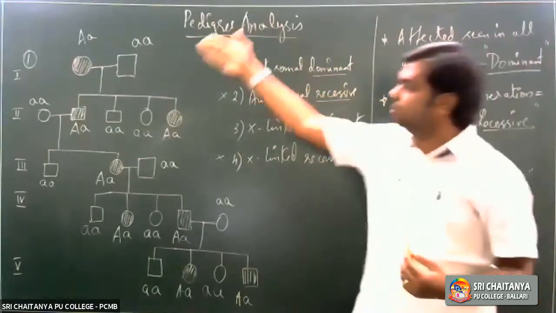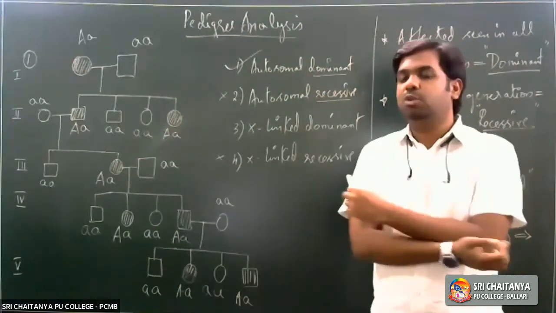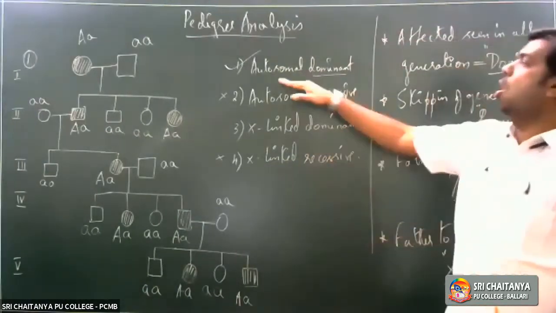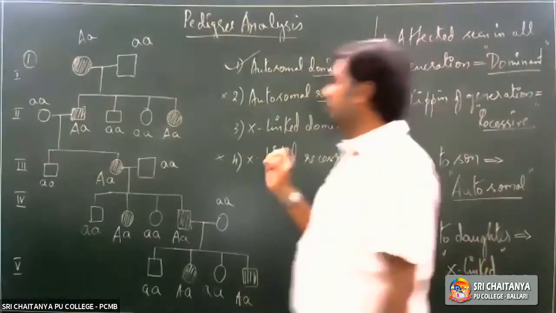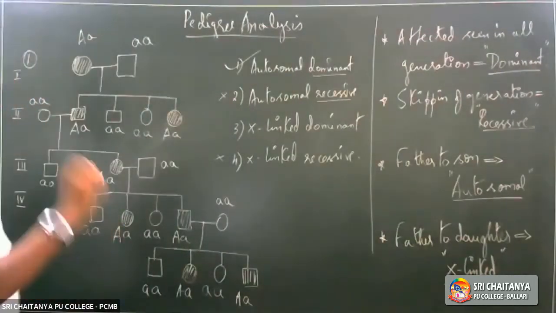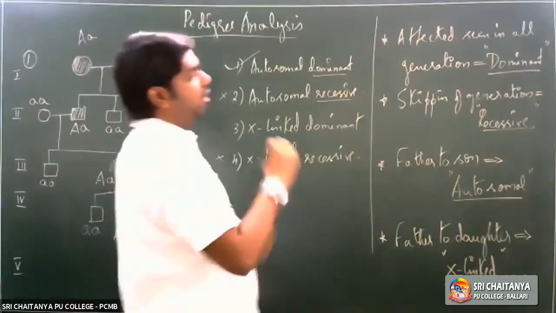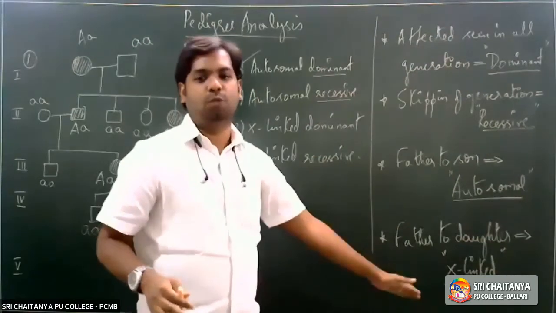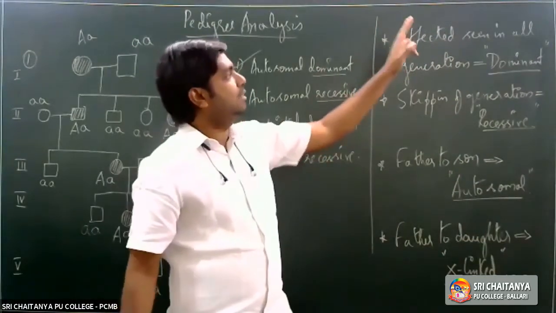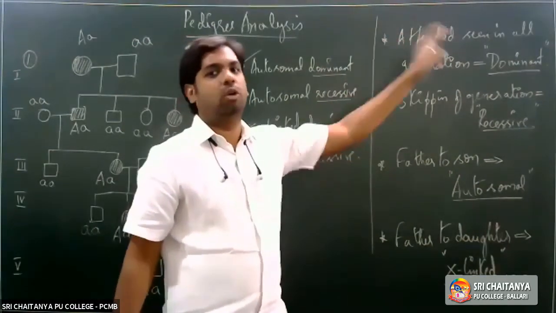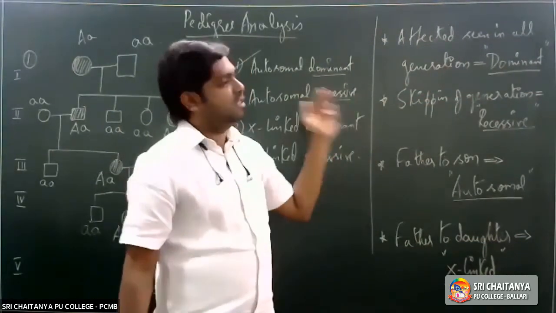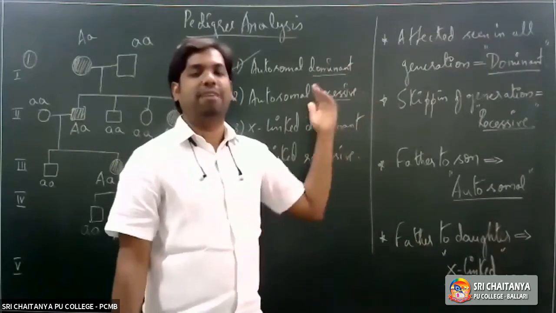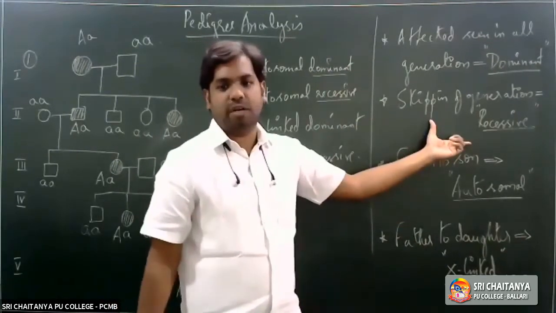So as per this pedigree chart, the disease is said to be an autosomal dominant disorder. I hope you all are clear with this now. While identifying or interpreting the genotype, keep these things in view. If the affected individuals are seen in all the generations, it is dominant. If the affected individuals are seen only in a few generations, so if there is skipping of generation, it would be a recessive trait.